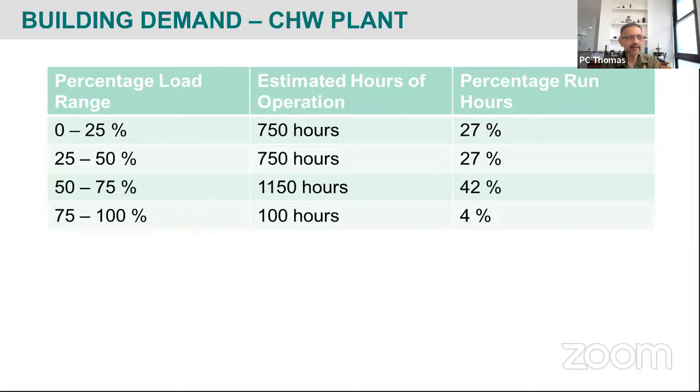When you talk about redundancy versus oversizing, this is what you want to look at. What percentage of the time does the chiller plant need to work at its maximum capacity? If it's only a few percent of the time, you have a couple of options.